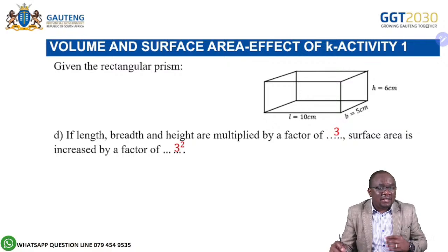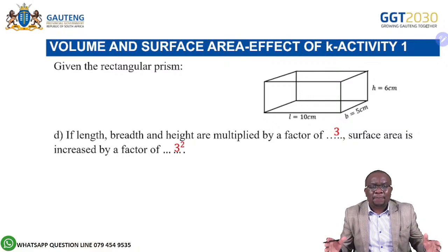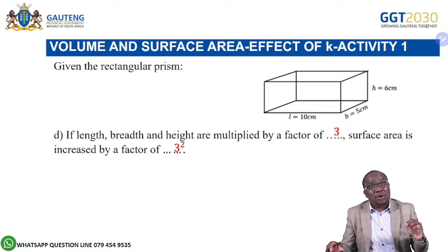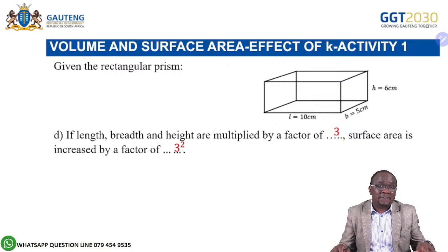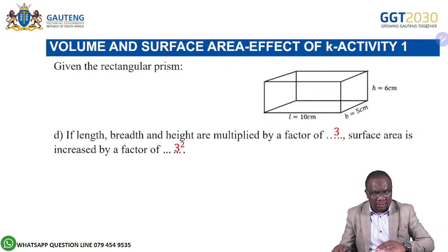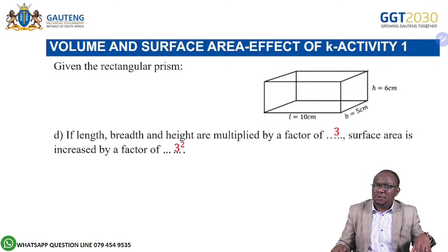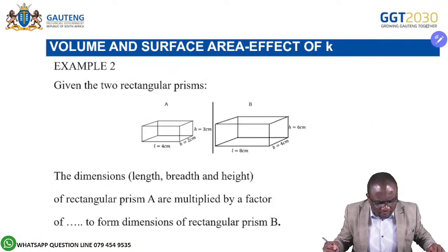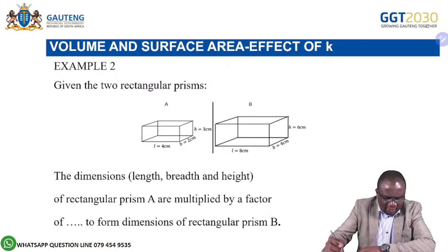So we have done the surface area. Okay, now we're going to look at the volume. Now we're going to do an investigation about volume. It will be the same approach that we did with surface area. We want to see now if the dimensions are increased by a factor of k, what will happen to the volume? Is it going to be k squared? Is it going to be k to the power of 4? Or is it going to be k cubed? We'll find out. Okay, let's see. Now, example 2.